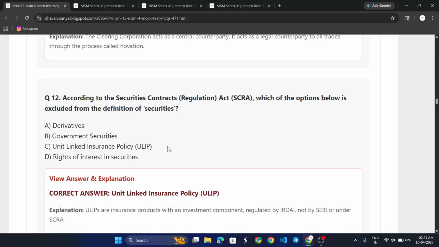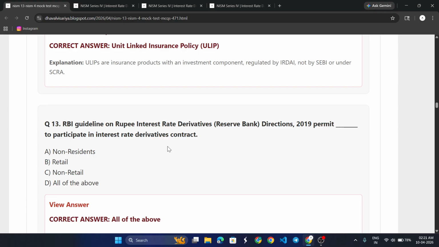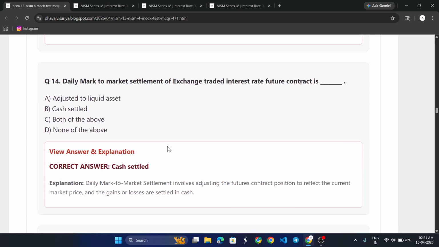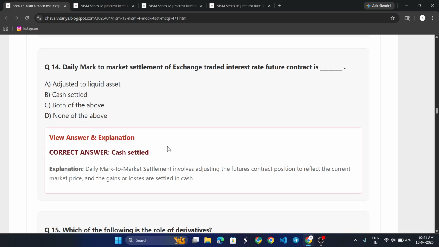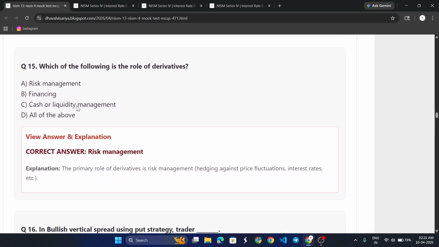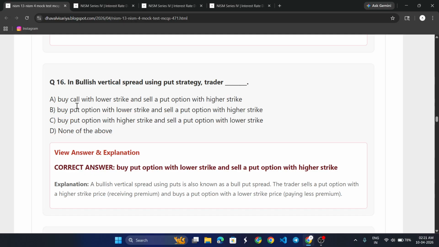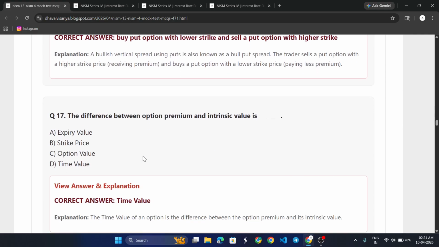According to the Securities Contracts Regulation Act (SCRA), which of the options below is excluded from the definition of securities? Unit linked insurance policy. RBI guidelines on rupee interest rate derivatives, Directions 2019: can a resident participate in interest rate derivative contracts? Yes, all of the above. Daily mark to market settlement of exchange traded interest rate futures contracts is cash settled. Which of the following is the role of derivatives? Risk management. In a bullish vertical spread using puts, the trader buys a put option with a low strike price and sells a put option with a higher strike price.